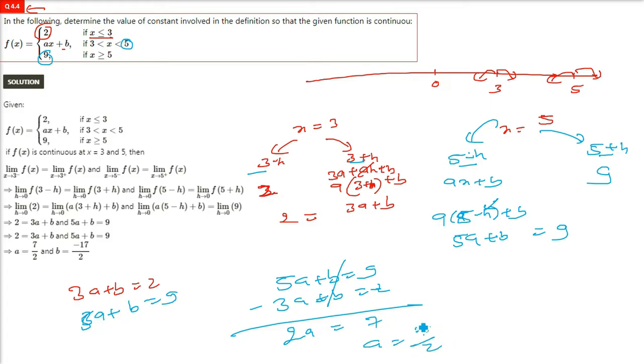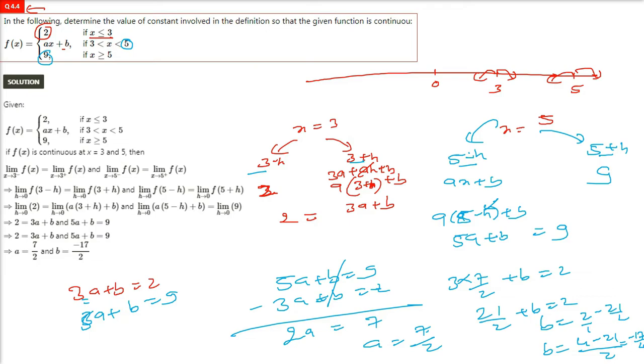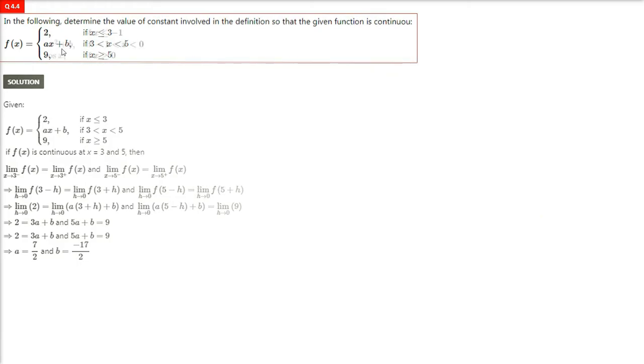Now you can put this 7 by 2 in any of these equations which we just got, and you will get the value of b. I'm placing it in 3a plus b equals 2. In place of a, I'm replacing it by 7 by 2. 21 by 2 plus b equals 2. b equals 2 minus 21 by 2. So you get 4 minus 21 by 2. So 4 minus 21 by 2 is actually negative 17 by 2. This is your b value. Okay. So a and b, this is how you will find out the values in other questions which are coming up.